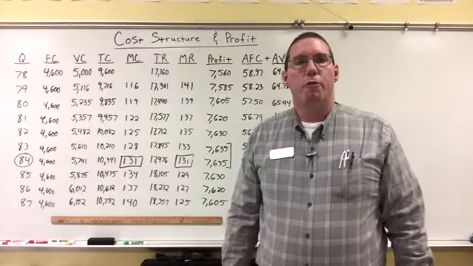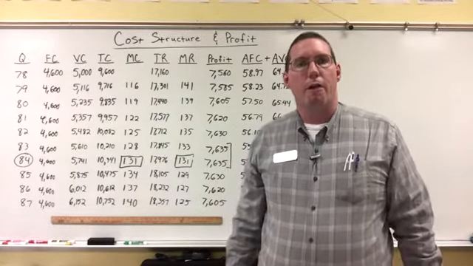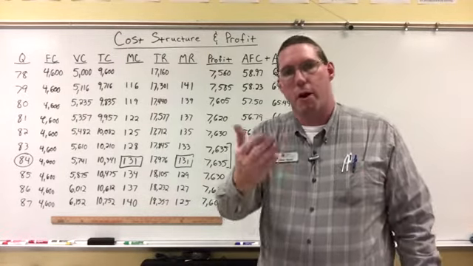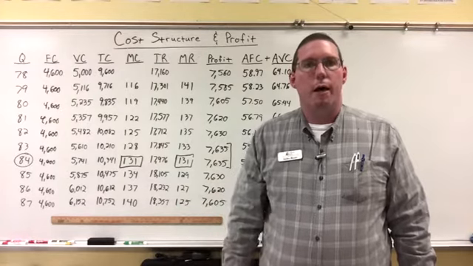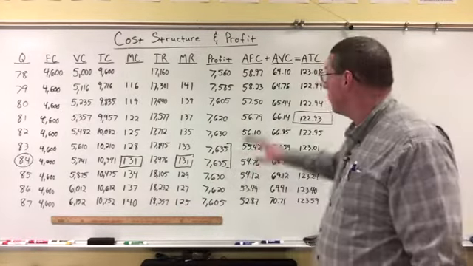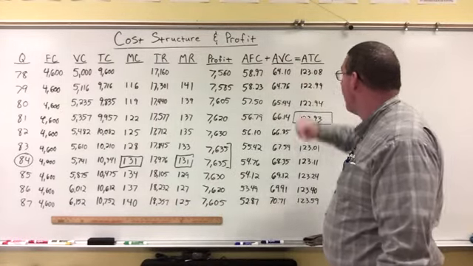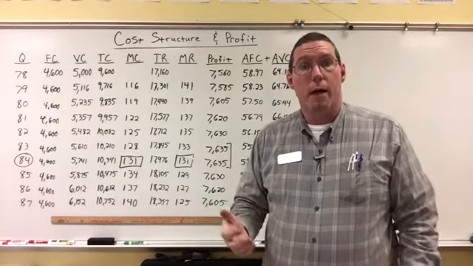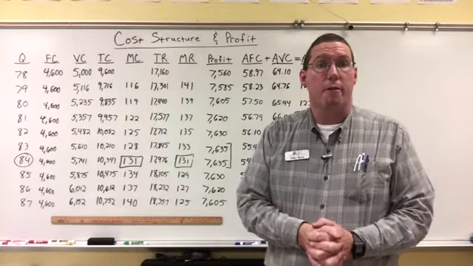Okay. For the last part of this lesson, I'm going to switch over to my computer and put my headset on, and I'm going to show you an image on my computer and explain how average fixed cost, average variable cost, and average total cost are related to each other. Okay. And so we'll finish up the lesson there.